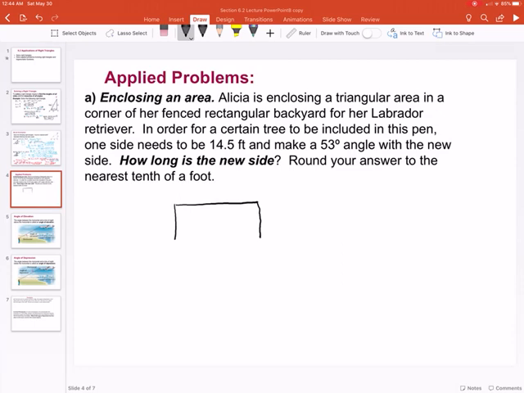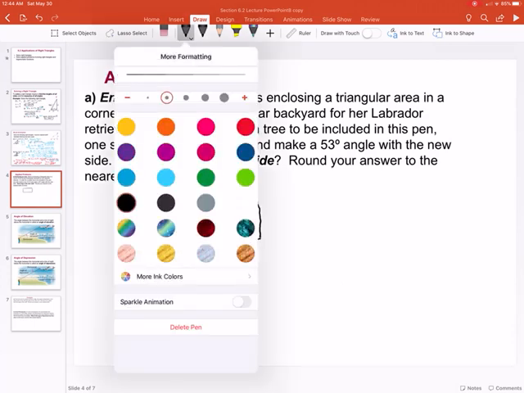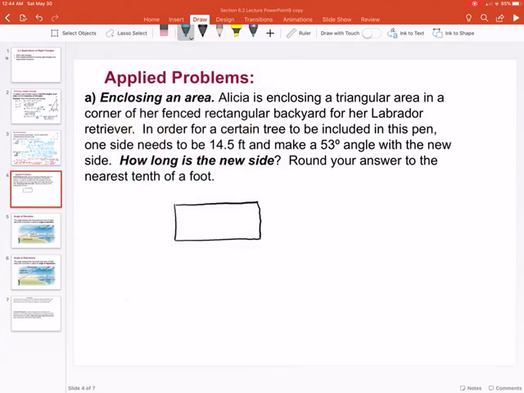All right, now let's look at the backyard here, this fenced in area. We're going to put in a triangular corner, so we need a new side here. I'm going to draw this new side in a different color. Let's say we put it here in this corner, left side. There's my new side. Now that's what we're looking for, the length of this new side.